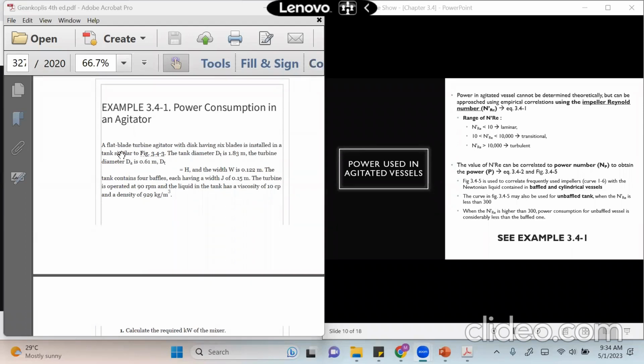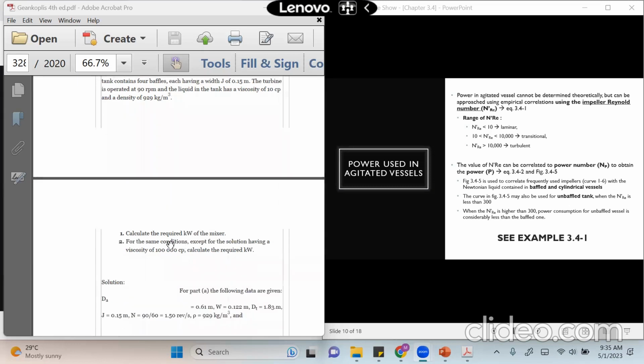We have a flat blade turbine agitator with 6 blades installed in a tank similar to the figure. The dT is 1.83, the dA is 0.61, dT equal to the height of the liquid, the width of the blade is 0.122, the tank contains 4 baffles, so it's not an unbaffled tank. So we can use figure 5. It's having a width J of 0.15 meter. The turbine is operated at 90 RPM. We have to convert it to RPS. The liquid in the tank has viscosity of 10 centipoise. The density is 929 kilogram per cubic meter.